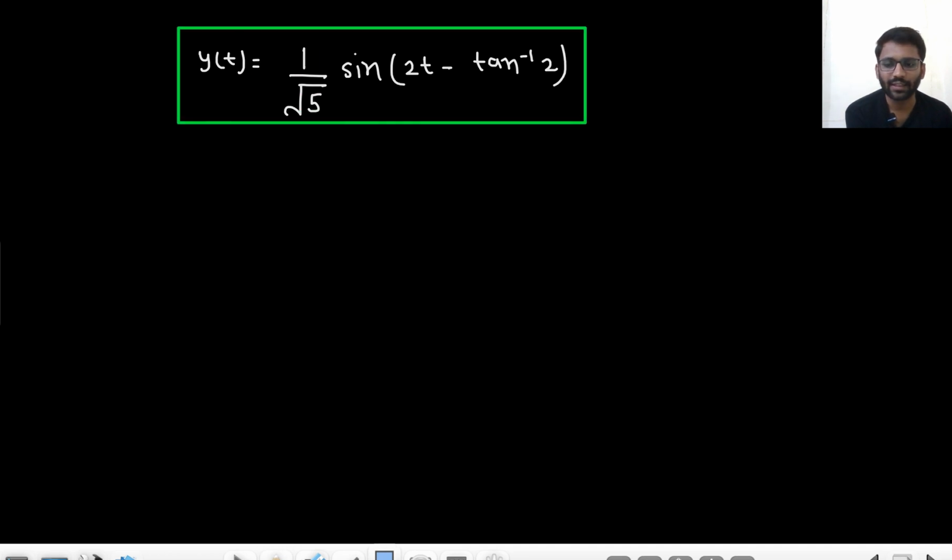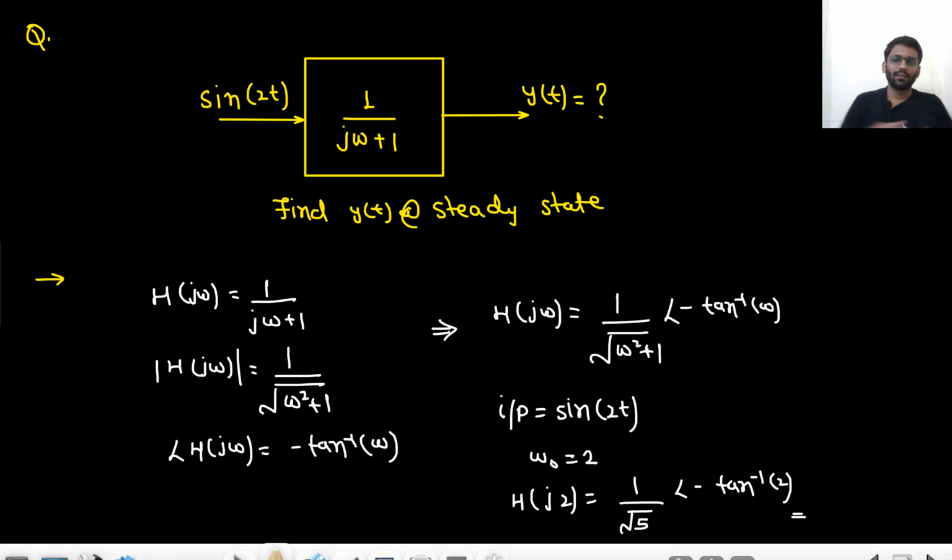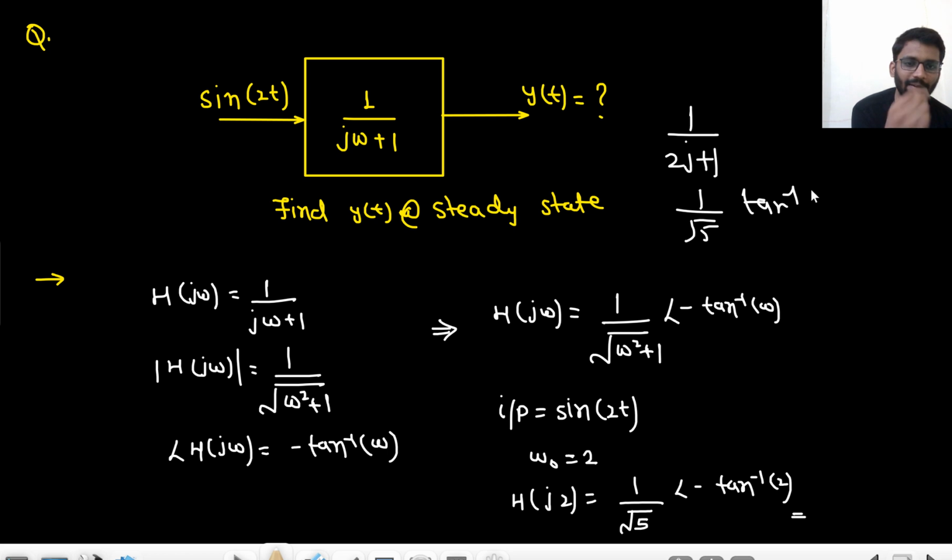Did you get to know what is happening? Look, I will see this function, 1 upon j omega plus 1. I will just see what omega naught is. Omega naught is 2, so 2j plus 1. Then I will find the magnitude, 1 by root 5. Then I will find the angle. The angle is minus tan inverse 2.